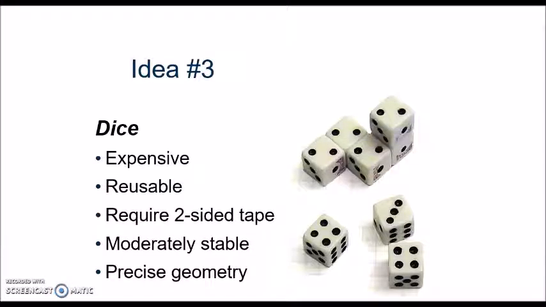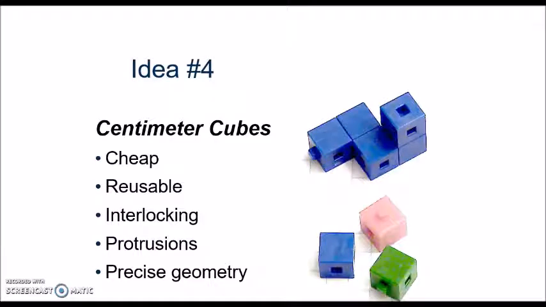Dice can be expensive and difficult to get, but they are reusable. They would require two-sided tape in order to stick to each other, but it would be pretty stable once they were stuck to each other, and they're very cube-shaped. Centimeter cubes, often found in math class, are cheap because you just borrow them from a math teacher. They're reusable, they interlock so you wouldn't have to stick them together, but because they interlock, they have protrusions or parts that stick out, but they also have very precise geometry.